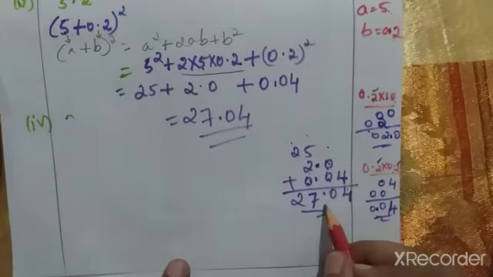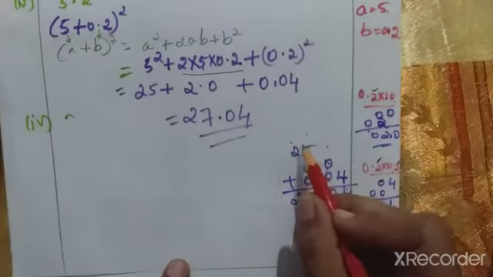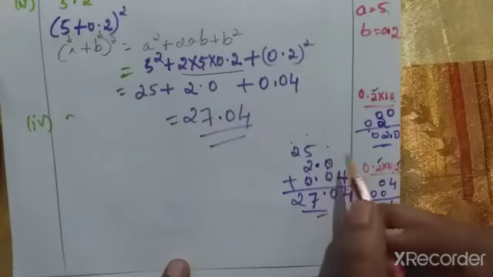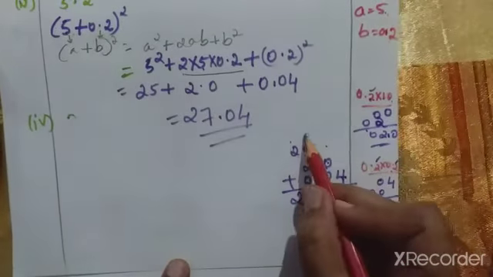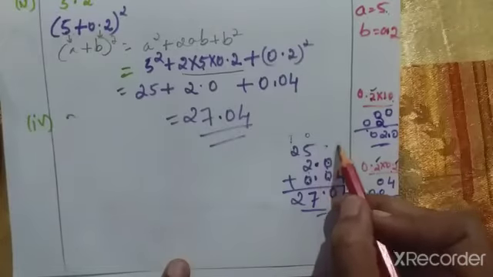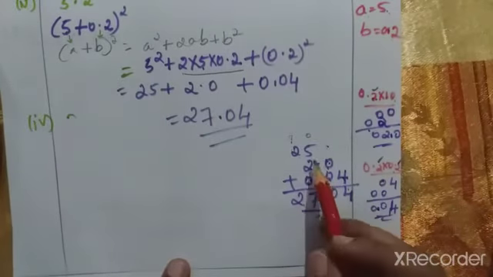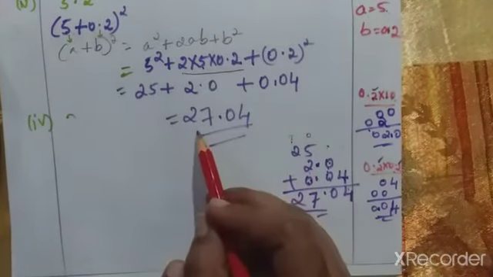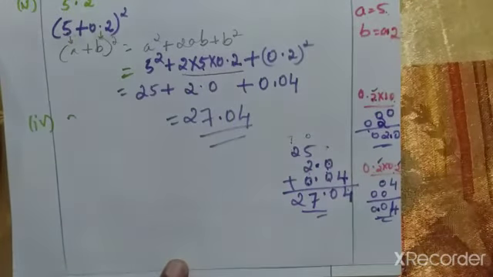Total is 27.04. So this is ones, tens place, and this is tenths and hundredths place, like this. After the point, arrange the numbers and decimal numbers properly. The answer is 27.04.